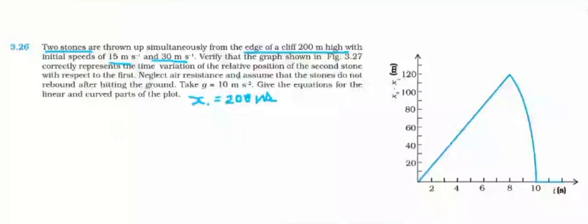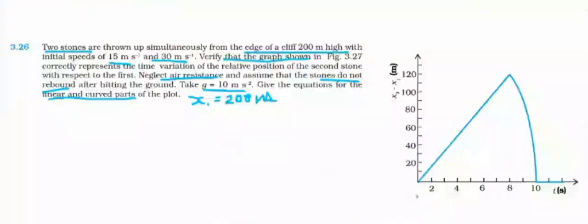Now verify the graph. You have to verify whether the graph is correct or not. Neglect air resistance, no need to consider any other force. The stones do not rebound from hitting the ground. Take g as 10 meter per second square, and give the equations for the linear and curved parts of the graph. First of all, you have to see what this graph is.